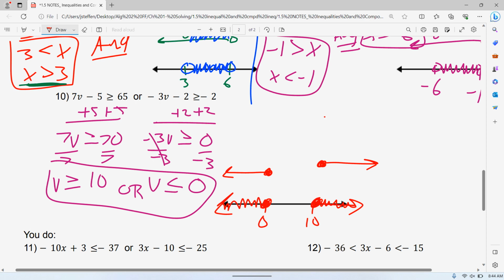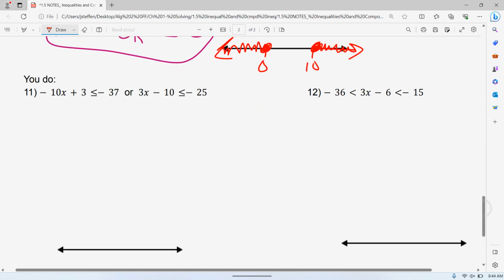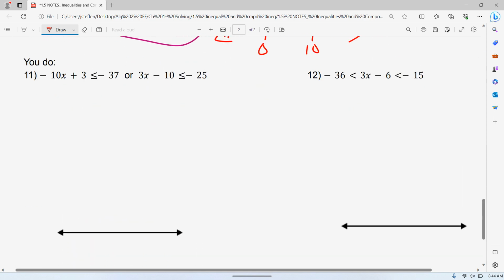All right, go ahead, do the you-do problem. There are 2 of them there, and then we'll move on to those special cases quick. Like I said, we'll just see if we have time to get to our quizzes today. If not, we'll do it tomorrow.